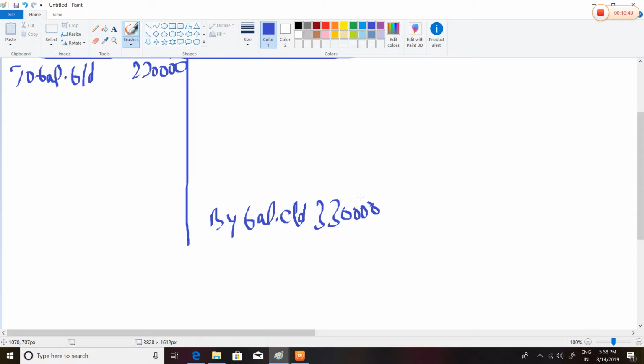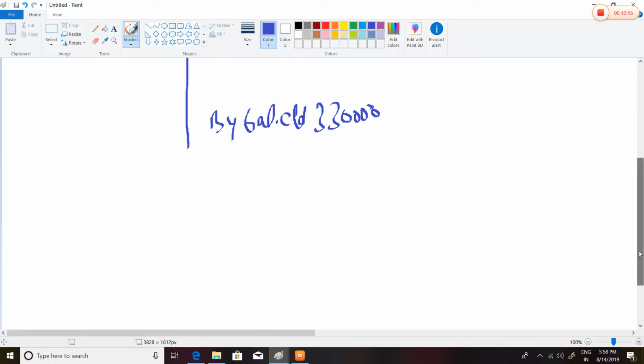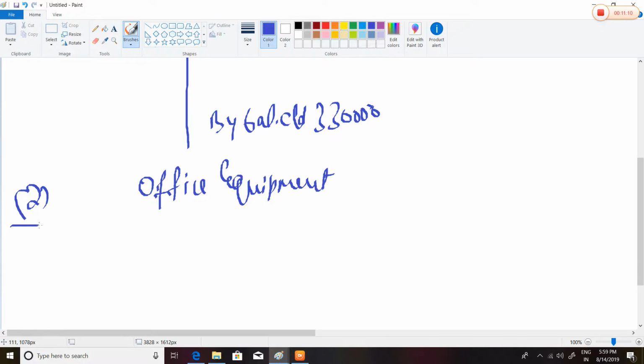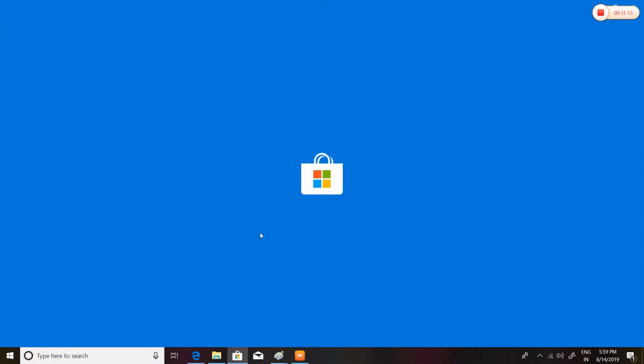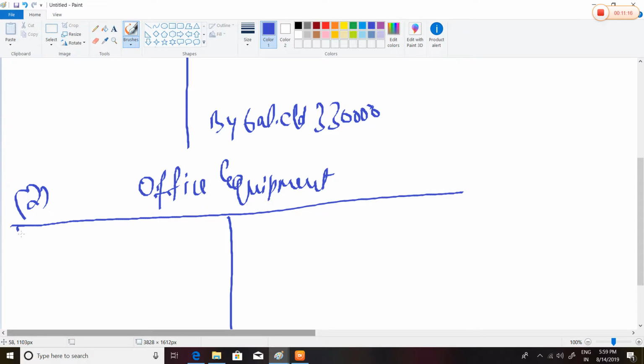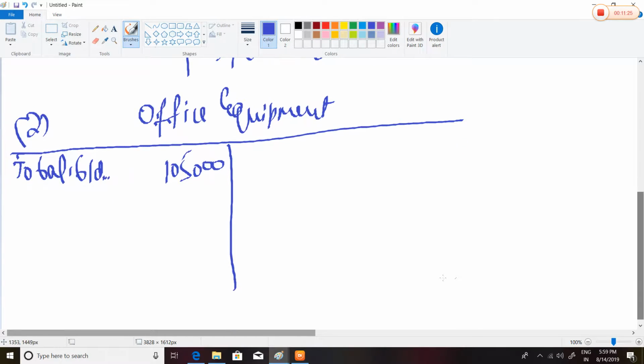Okay. Second is of office equipment. To balance brought down 1,05,000 and by balance carried down 85,000.